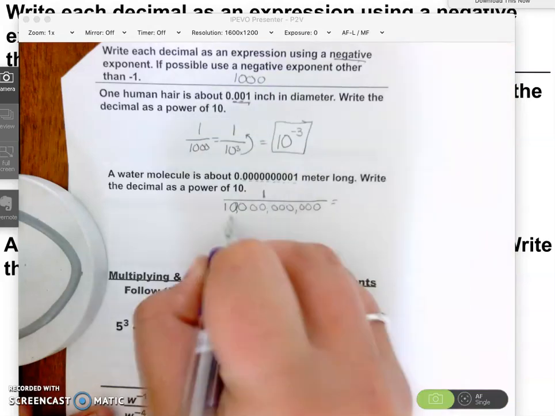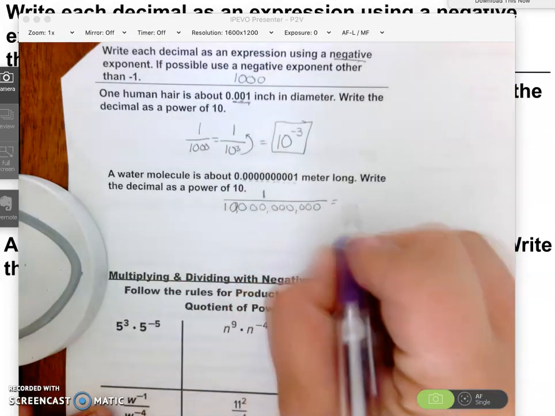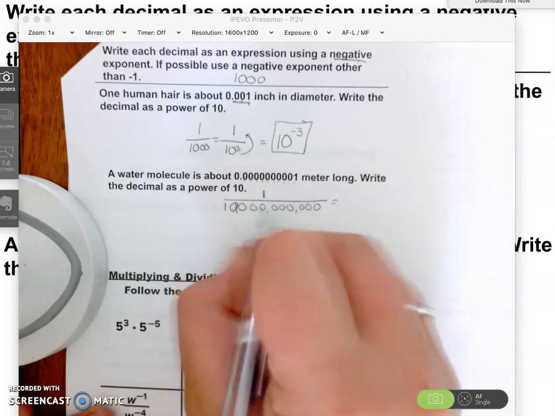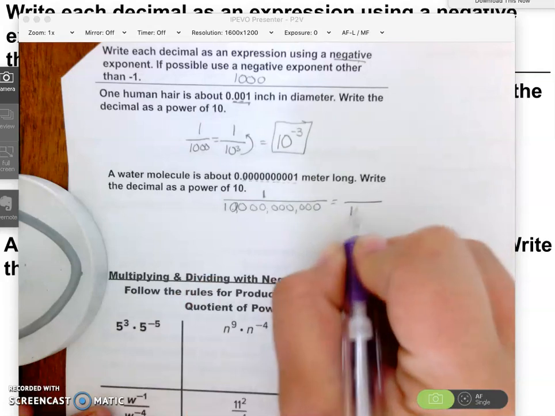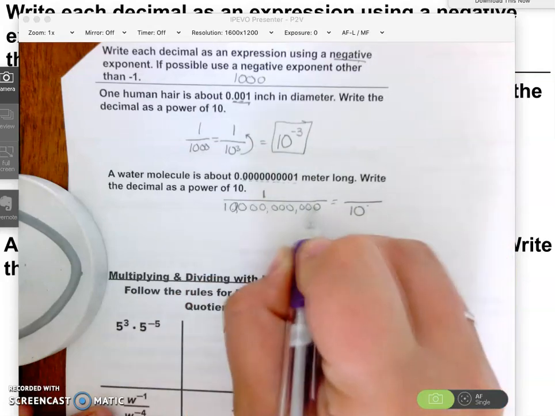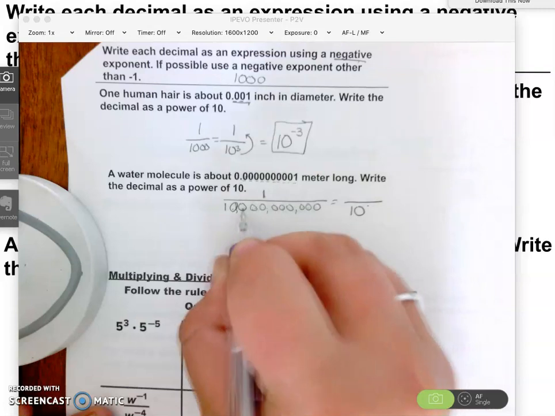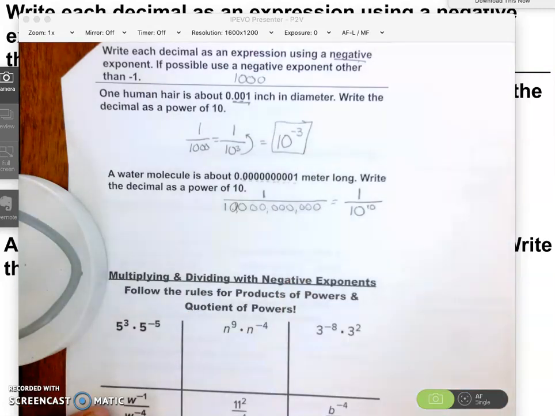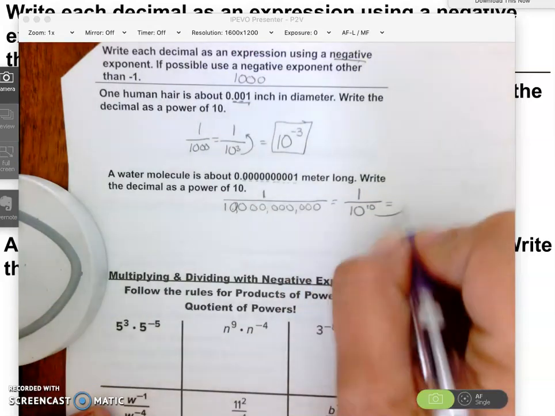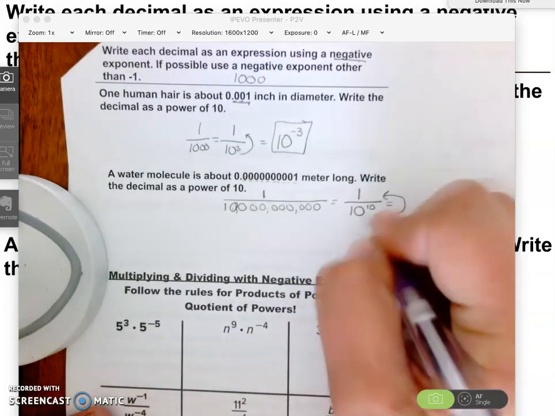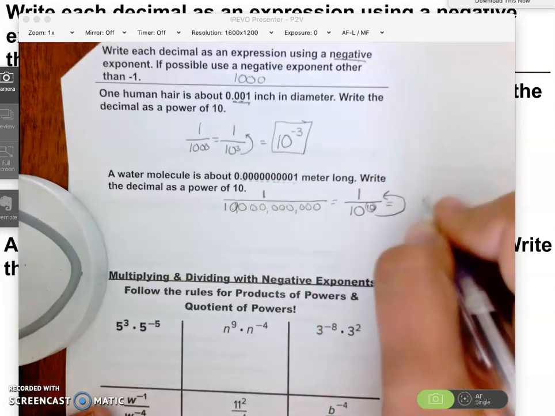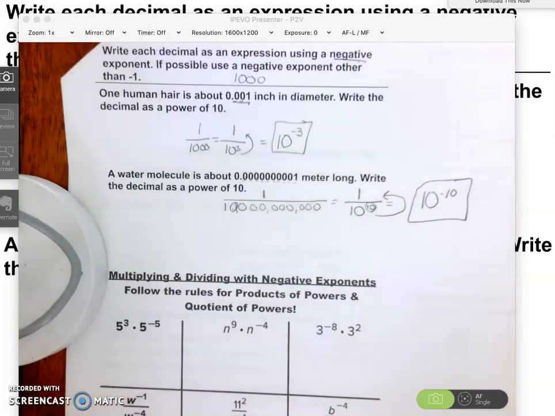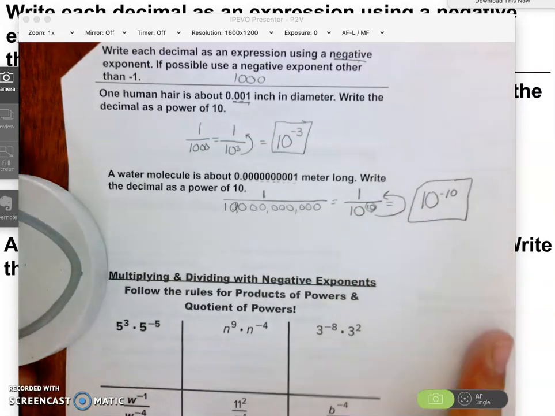Now I want to change this to a power of 10. Again, however many places here, however many zeros are here, that's how many is 10 to the whatever power. So again, 1, 2, 3, 4, 5, 6, 7, 8, 9, 10. So it's 10 to the 10th power. Still all over 1. And then I can move this up here, and I have to make this 10 negative. So 10 to the negative 10th power. That's my answer. Okay, the last thing we're going to do is multiply and divide with negative exponents.